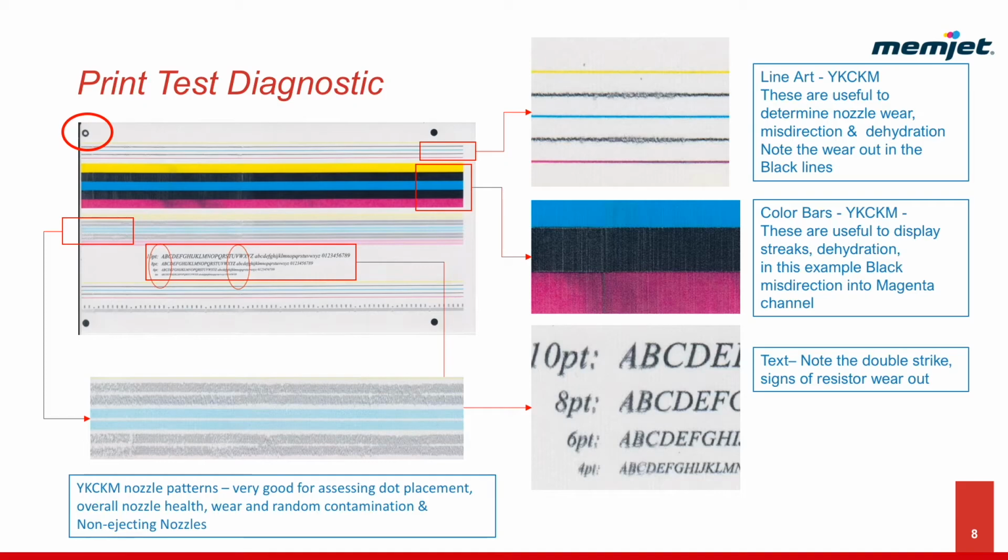Next we have text. There are 4 sizes of font. And we've already reviewed the tails that can happen due to wear out misdirection. Here we have the appearance of double strike in the black, and that's a sign of severe wear out, and in this case a very localized area.